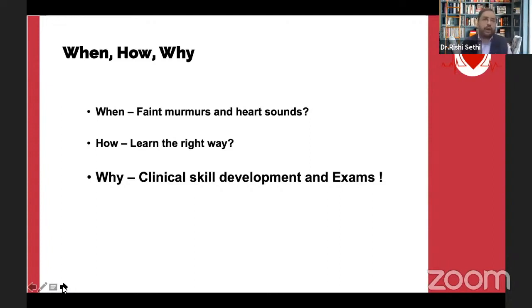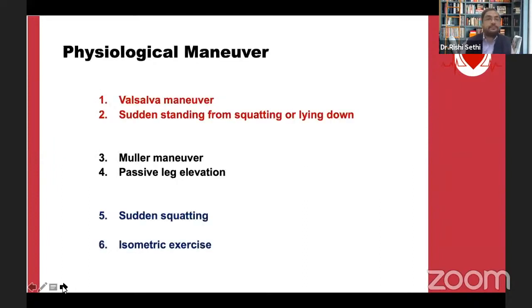And why you should do it, I don't think so in these days of echoes, most of the parts are required, but then it's a clinical skill development, and you need it as examiners, as future teachers, as future consultants. You need to learn these tricks, and of course you have to pass your examinations.